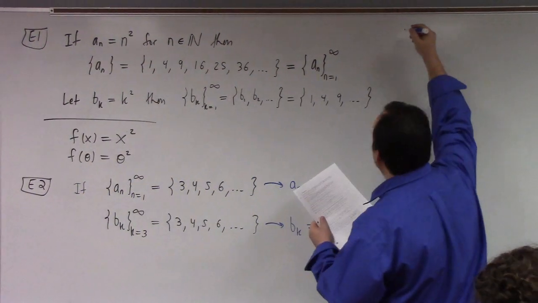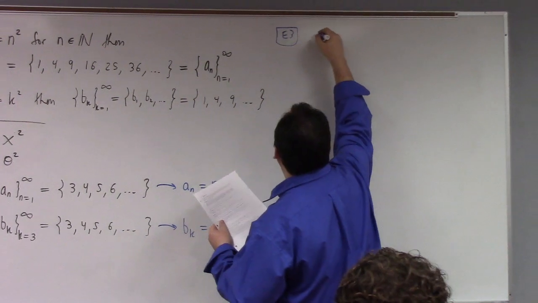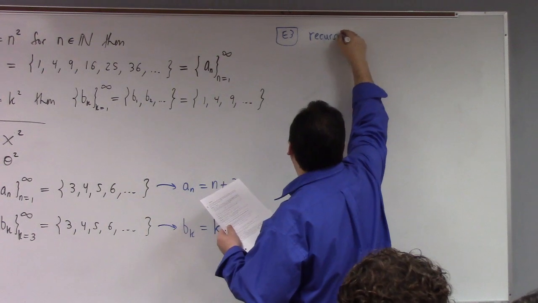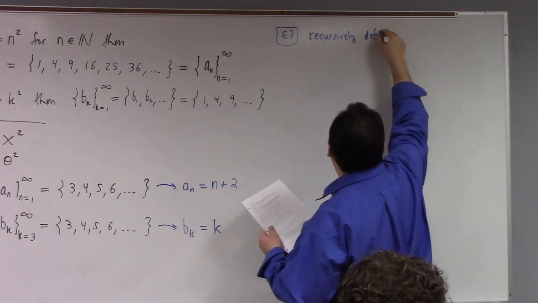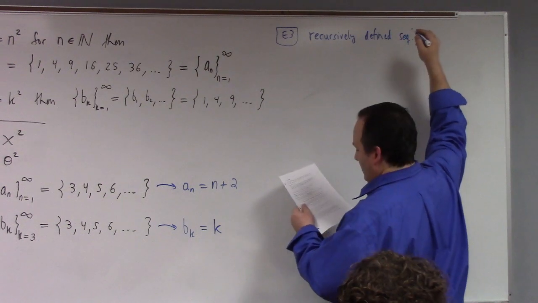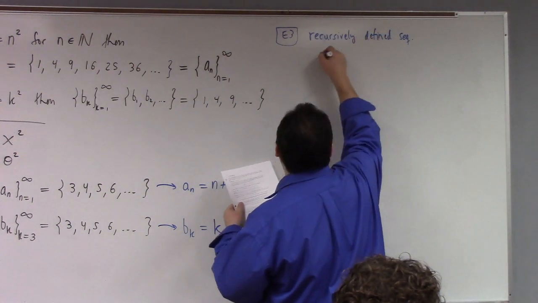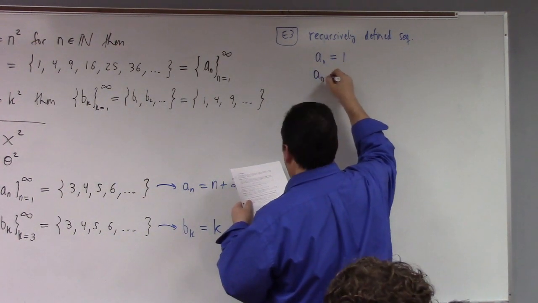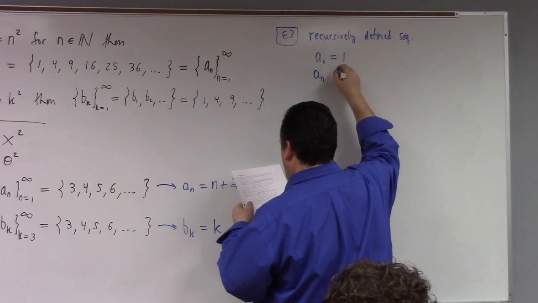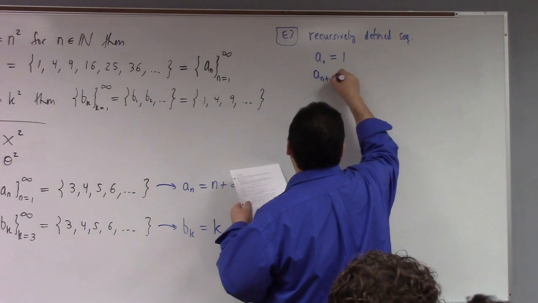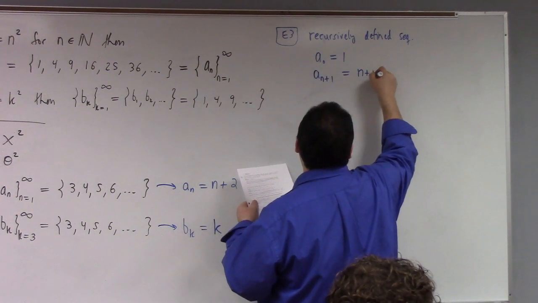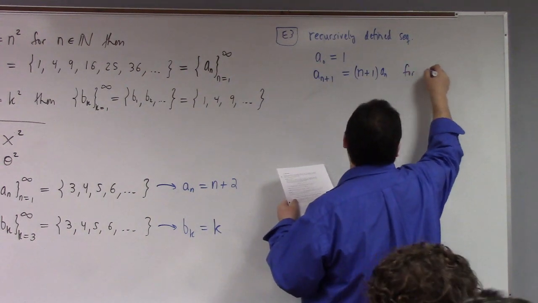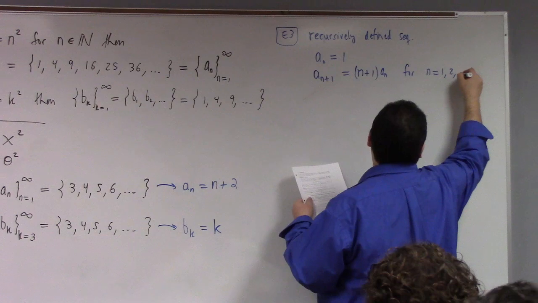That was horrible. Anyway, so example 3, we can talk about recursively defined sequences. What's that about? So here's what we'll do. We'll say a sub 0 is equal to 1, all right? And then we'll say a sub n plus 1 is equal to n plus 1 times a sub n for n equals 1 to dot, dot, dot, right?